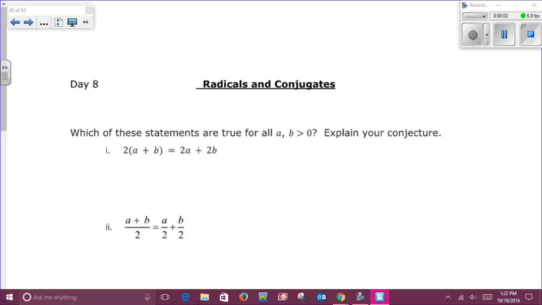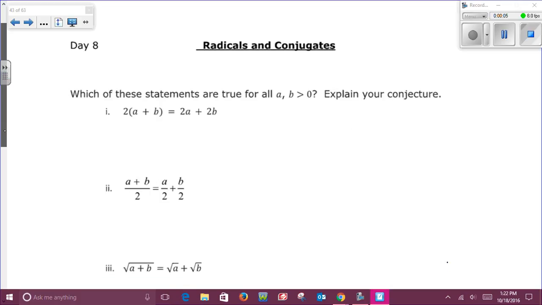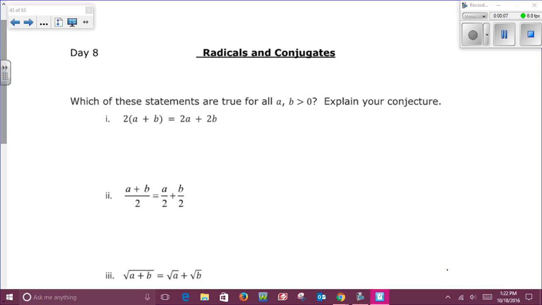Hi, and welcome to day 8 of polynomials. Today we will be talking about radicals and their conjugates. So which of these statements are true for all a and b greater than 0? And explain your conjecture. So is 2 times the quantity a plus b equal to 2a plus 2b?